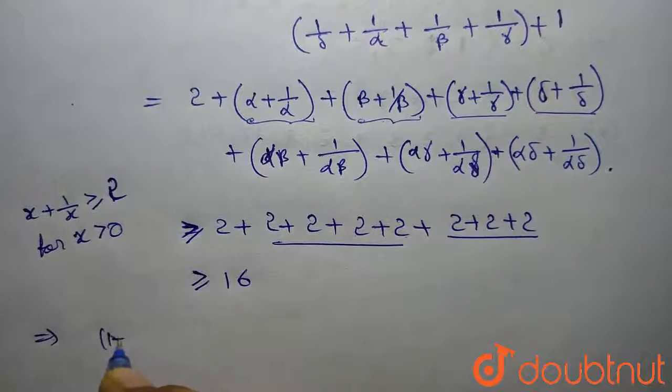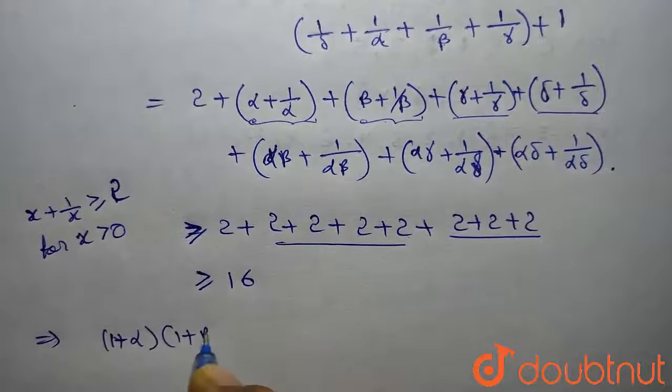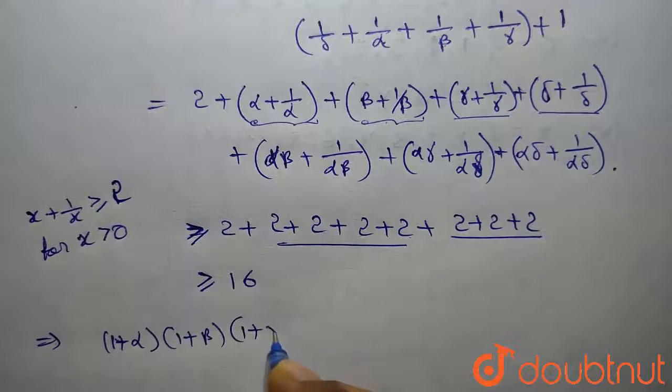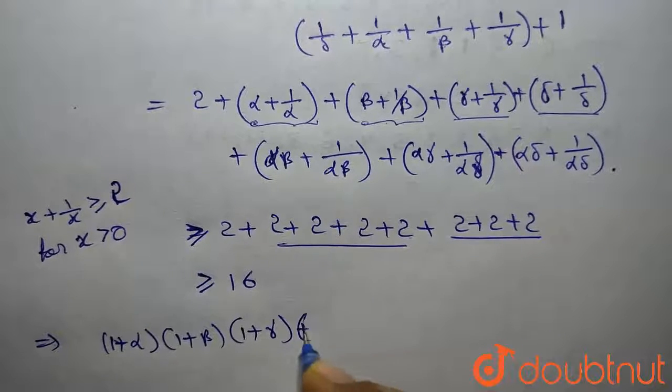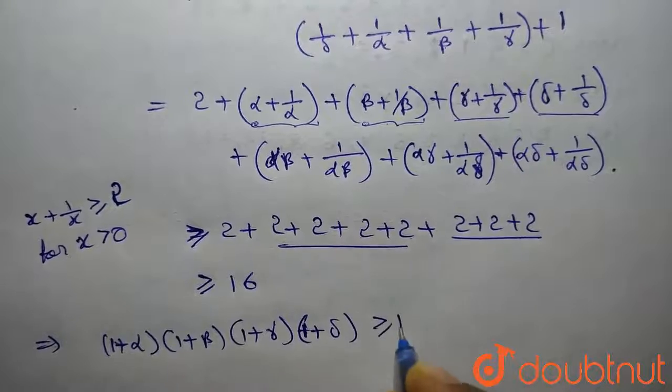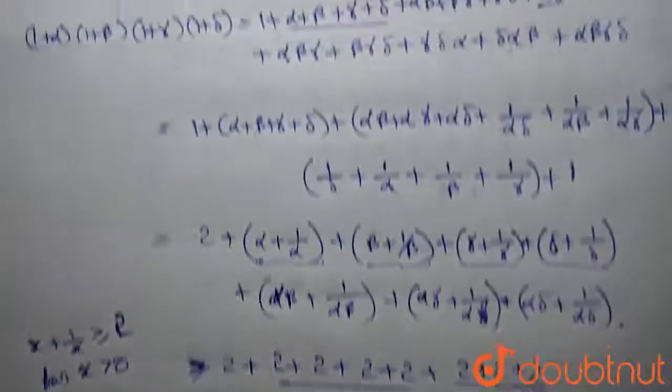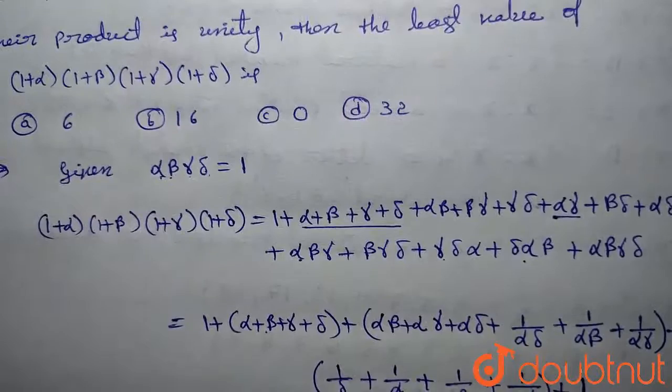This implies (1 plus alpha)(1 plus beta)(1 plus gamma)(1 plus delta) is greater than or equal to 16. This means option B is the correct answer for this question.